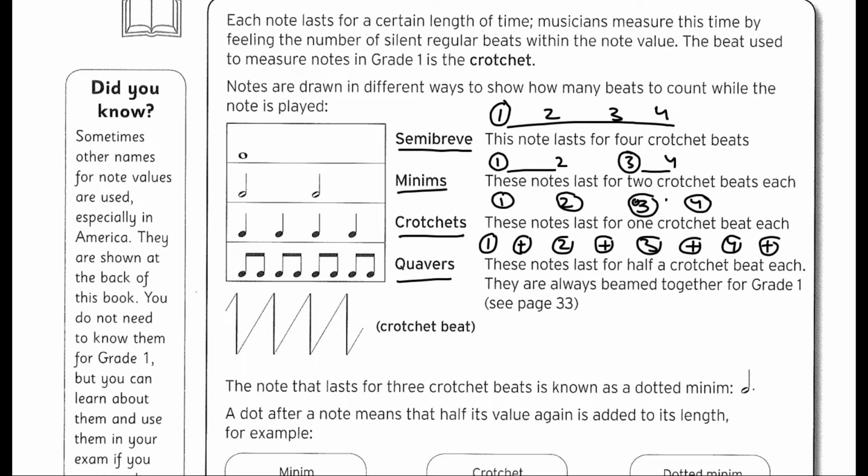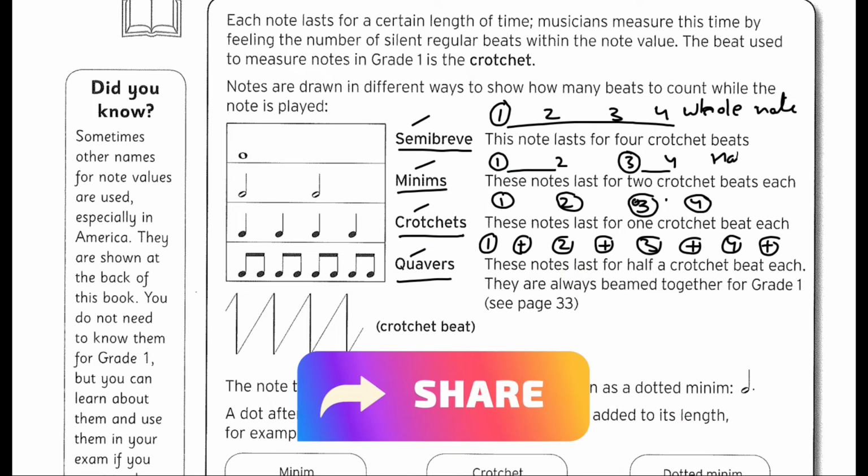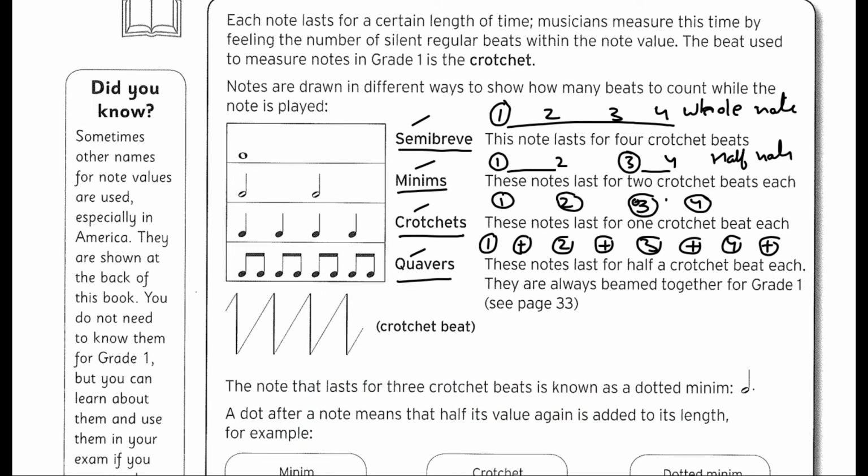So in other ways we call this a whole note, semibreve. Minim we call half note, and crotchets we call quarter note, and quaver we call eighth note. So sometimes in future videos or right now, I might say whole note, so that makes your semibreve only. Okay, and if I say half note, that makes your minim, and if I say quarter note, that is your crotchet note, and if I say eighth note, that means it's your quavers.